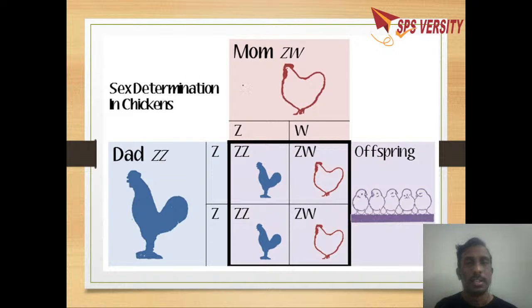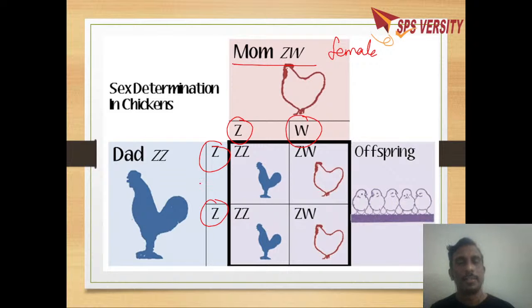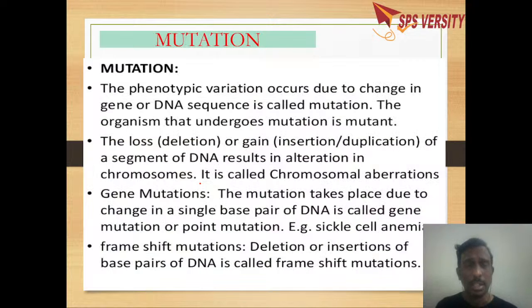So here you can see, female ZW, two types of gametes, with Z and with W. Male, all gametes with Z. That means here the sex of the offspring is decided by the female. So wherever you are seeing heterogamety, that will decide the sex of the offspring. Wherever there is homogamety, it doesn't play an important role in the sex of the offspring. Okay. So in sex determination, we have three types: XX, XO; XX, XY; ZW, ZZ. And the next concept is mutation.